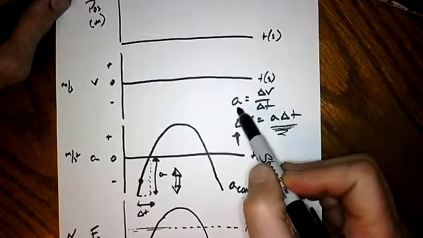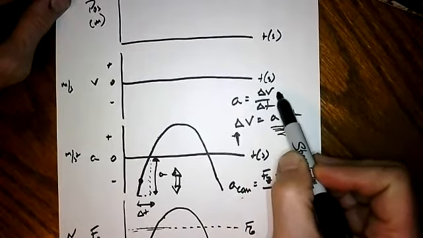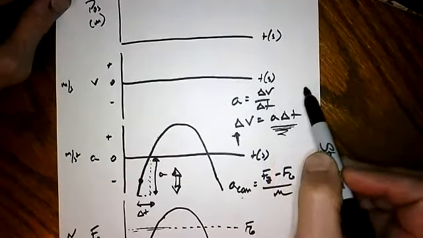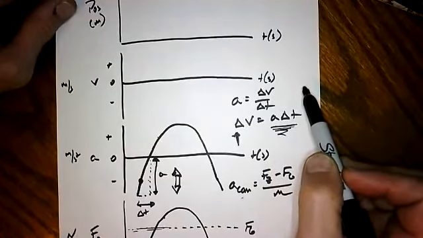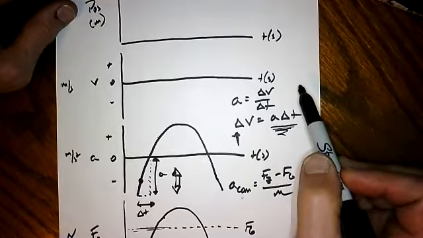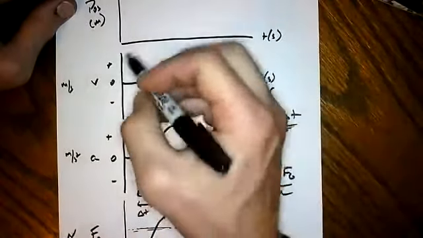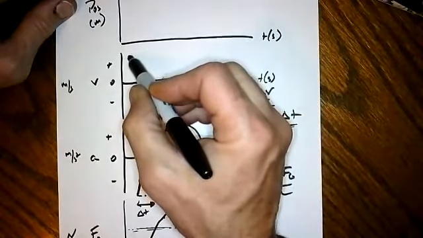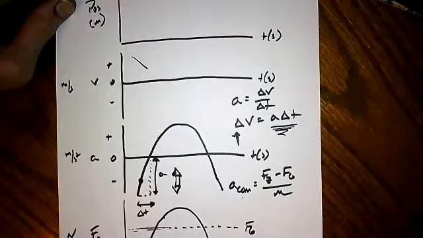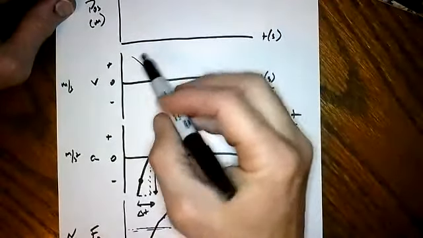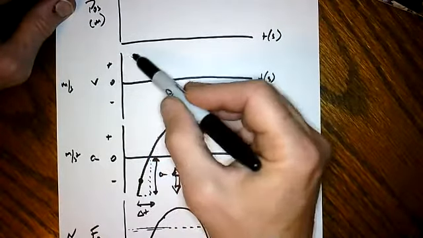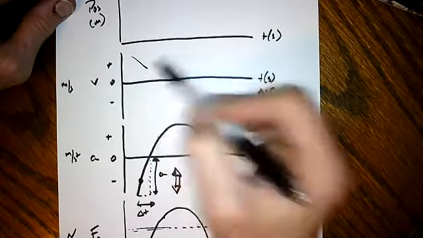In order for acceleration to be negative, Vf minus Vi, final velocity minus initial velocity, that difference needs to be negative. Well, how do I get a negative acceleration? I have to have a negative slope here. I'm just going to draw one. I've got that one. What does that slope indicate there? This is all positive velocities. This would be slowing down, moving upwards.